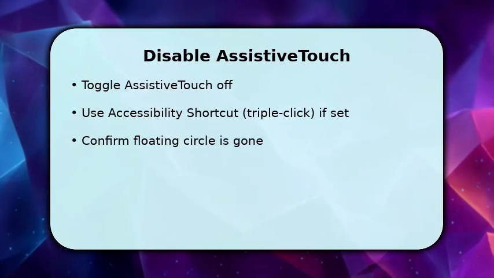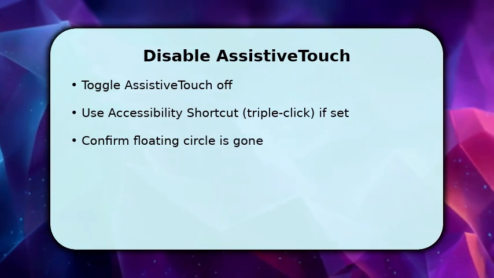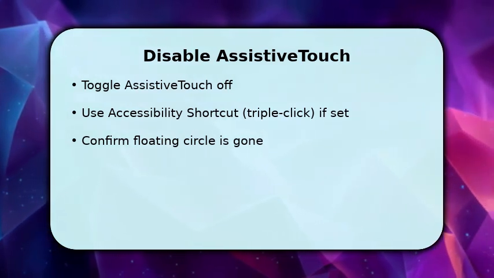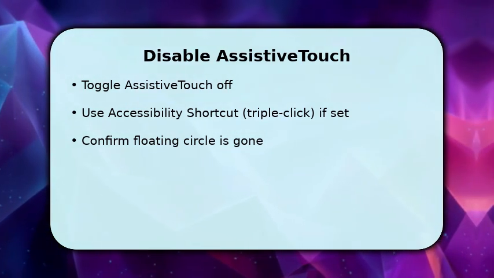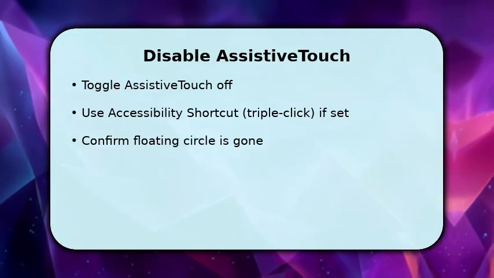You will now turn Assistive Touch off and remove the circle. Tap Assistive Touch and flip the toggle to off. The button disappears immediately because Assistive Touch creates that floating control.